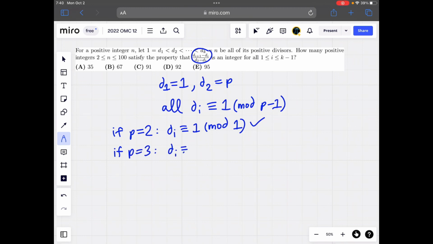If p equals 3, then all of the divisors of n are congruent to 1 mod 2. That means they're odd. But since the second smallest divisor of n is equal to 3, that means 2 didn't appear, so n is not even. So n is odd, and all of the divisors of n are odd, and therefore they are congruent to 1 mod 2. That's always true. So I think it would be better to focus on the cases that don't work instead of those that do. And we're going to do that with p equals 5.